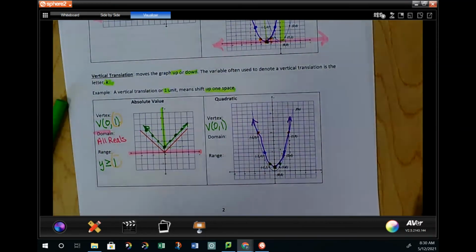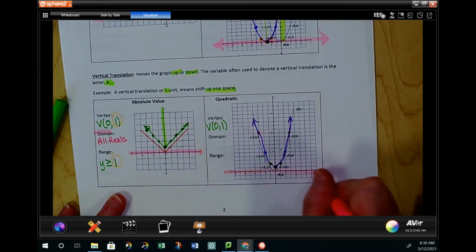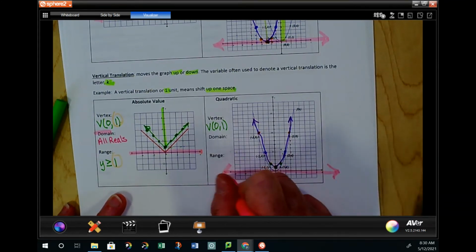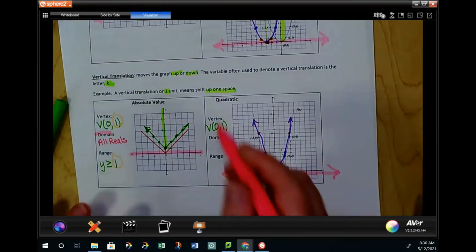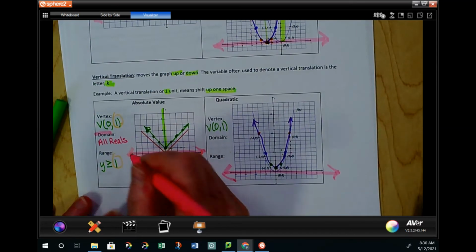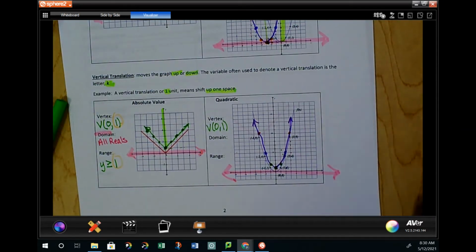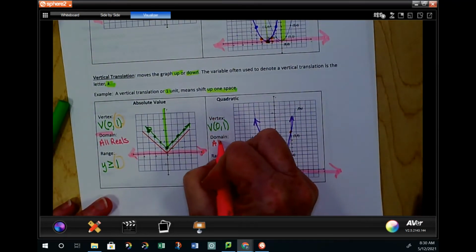And it just moved it up. So that domain, again, nothing has changed with the domain. It just keeps on moving. So this x value keeps on moving. So notice that I kind of put the arrows out. They keep going on forever and ever. So that domain is all reals.